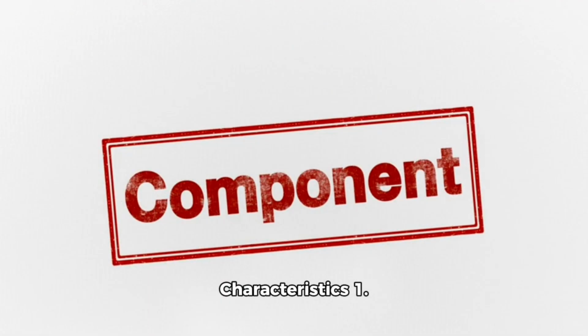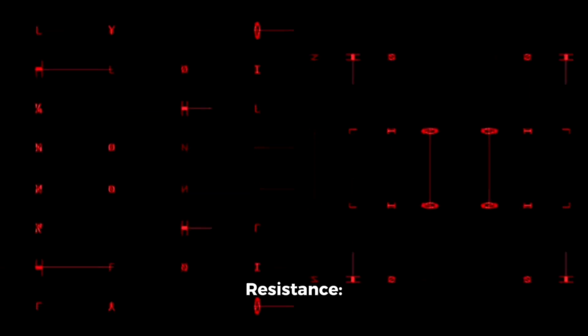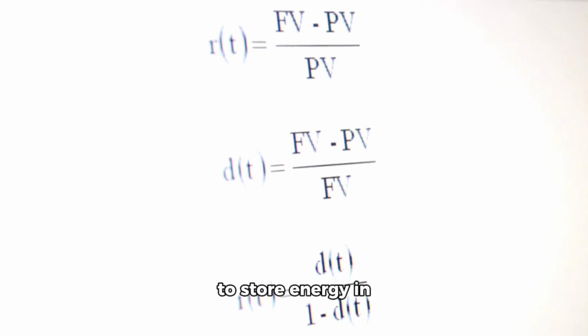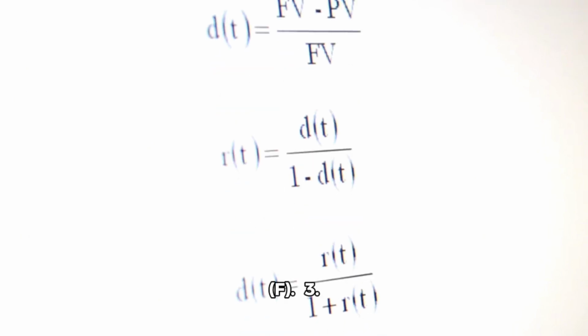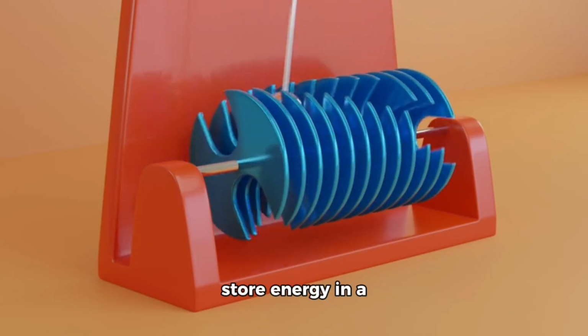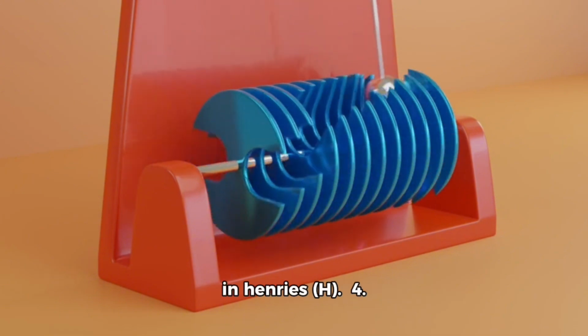Component characteristics. 1. Resistance, opposition to the flow of current, measured in ohms (Ω). 2. Capacitance, ability to store energy in an electric field, measured in farads (F). 3. Inductance, ability to store energy in a magnetic field, measured in henries (H).